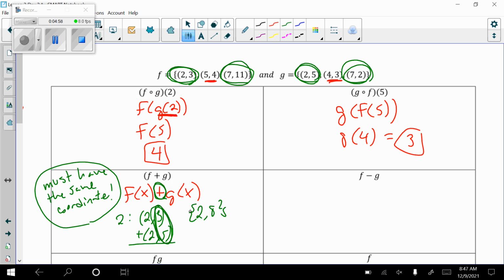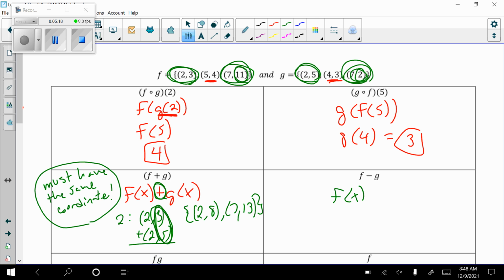Let's do the same thing for the 7. I've got 11 plus 2, which is 13. So my other answer is (7, 13), like that.